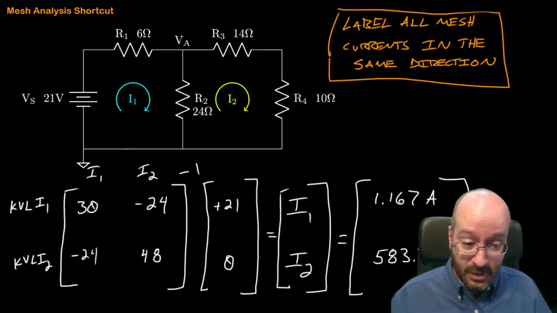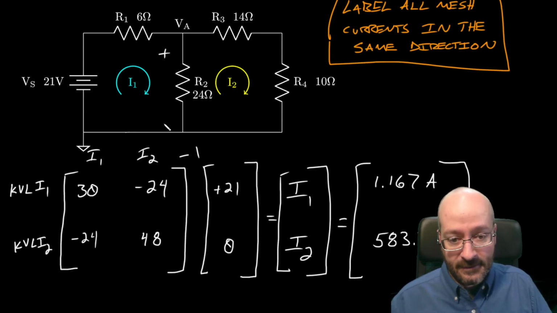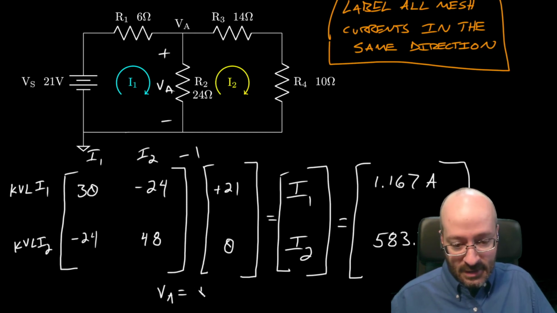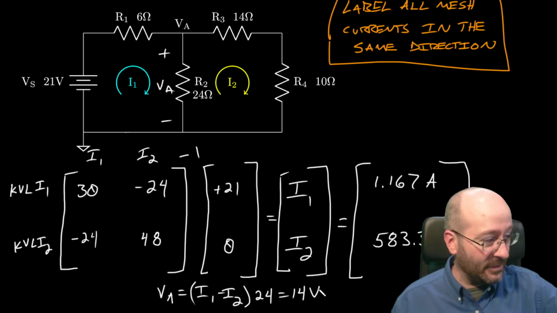I can go find whatever I want to find using those mesh currents. Here's VA, right? And VA was across there. VA is I1 minus I2 times 24, and that ended up being 14 volts. Same as the first time we did it.